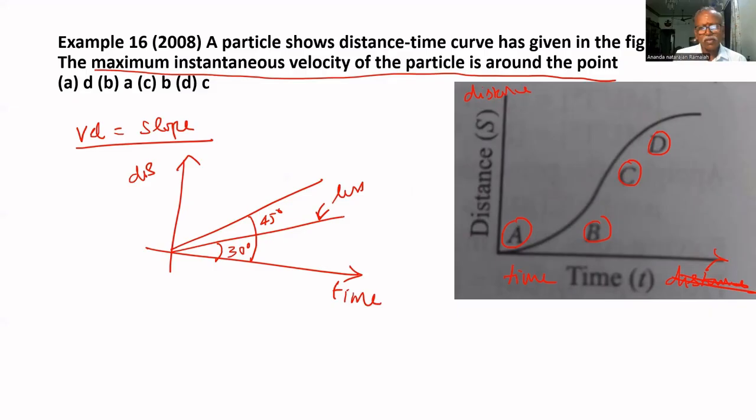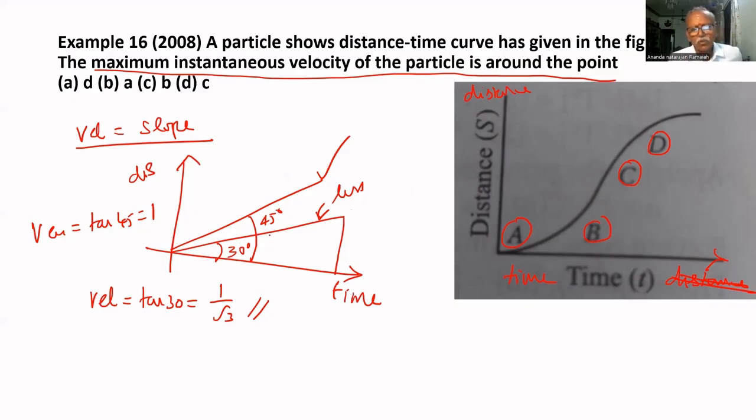Therefore, velocity equals tan theta, tan 30 equals 1 by root 3, we have seen. For this, velocity equals tan 45, that is equal to 1, which is higher. This is higher. This is less. So if the angle is higher, velocity is higher.